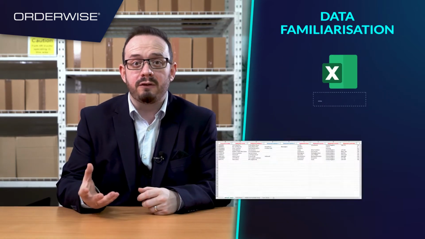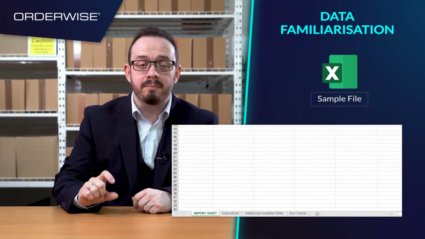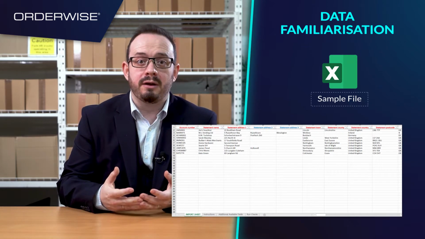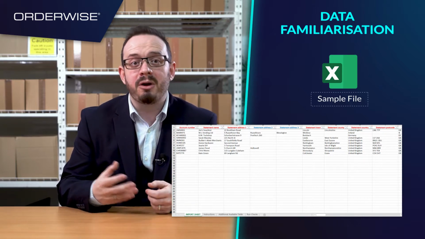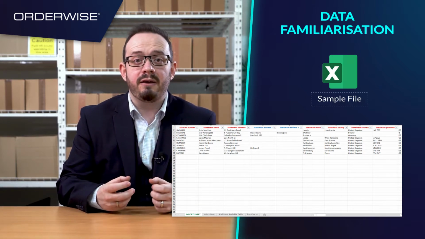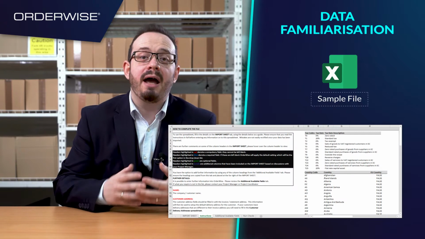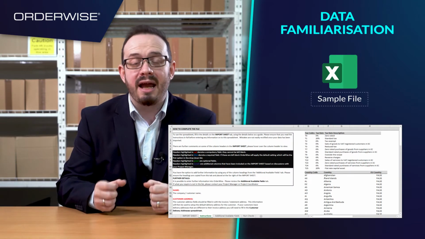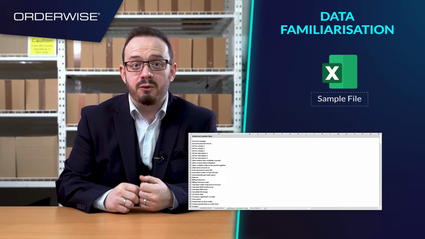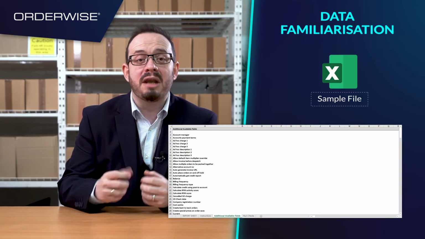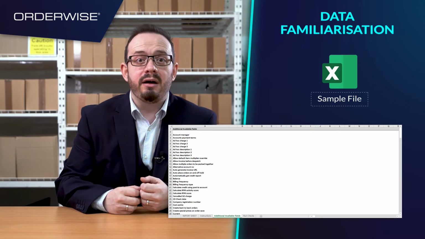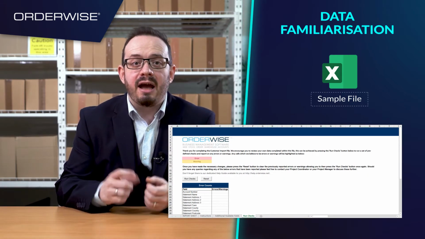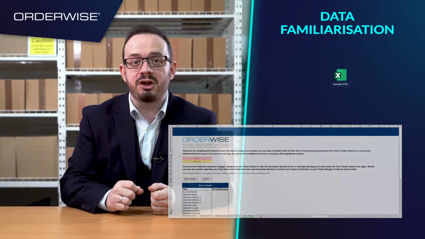If we take a look at these files, you'll see there are some tabs at the bottom. There's your Data tab. This is what's going to be imported and contains example information to help guide you. Next, the Instructions tab gives you some handy information about how to fill out the sheet and explains some of the fields you'll encounter. Additional fields gives you a list of extra columns you can add to that data sheet. And lastly, Run Checks. This will tell you if there's anything missing and highlight those missing fields on the datasheet.